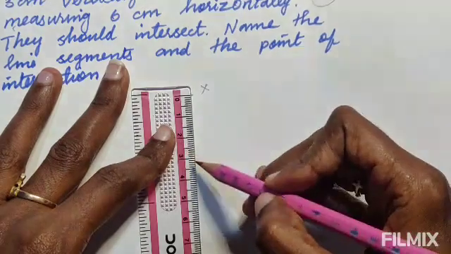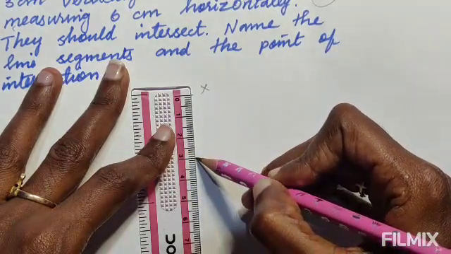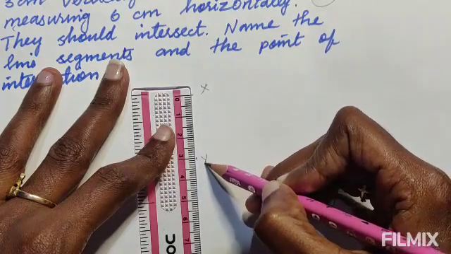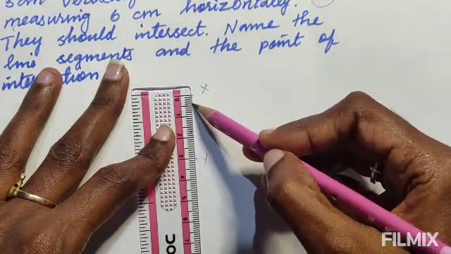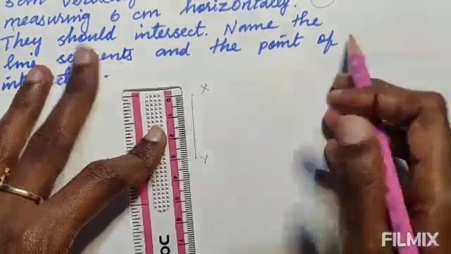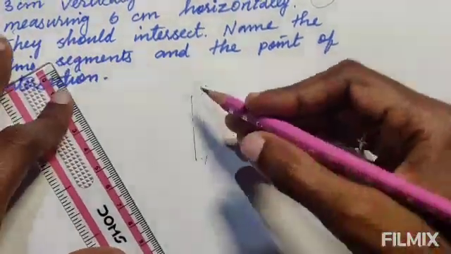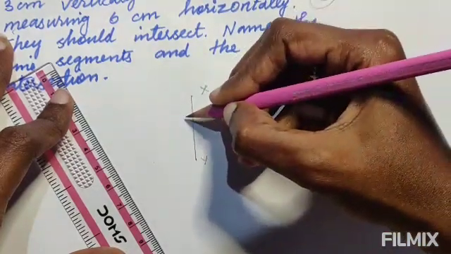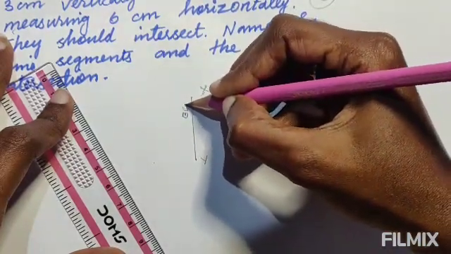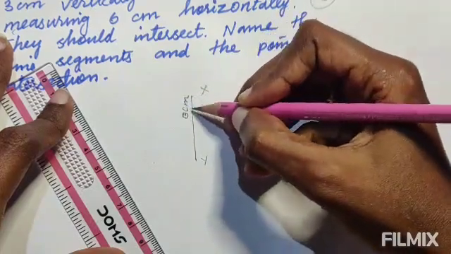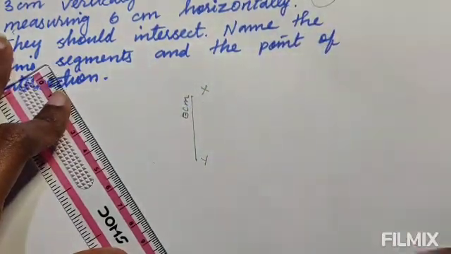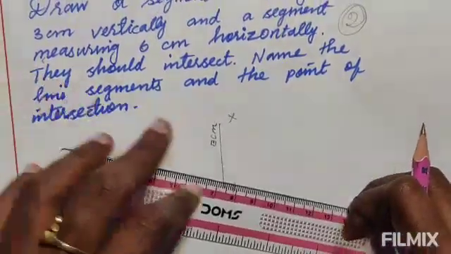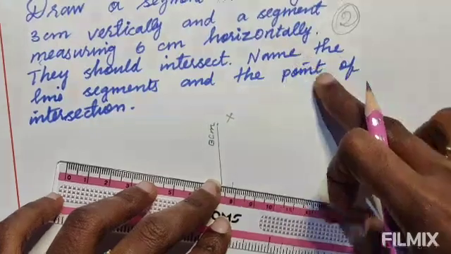Now 3 cm, so 3 will be the ending point. On 3 you keep a point. Here I am naming it Y. Now you join these two. Now our vertical line is over. So this is 3 cm. After drawing it, you have to write the measurement also. Don't write on the line, just give a gap. I have given a gap, so that way you have to give a gap.